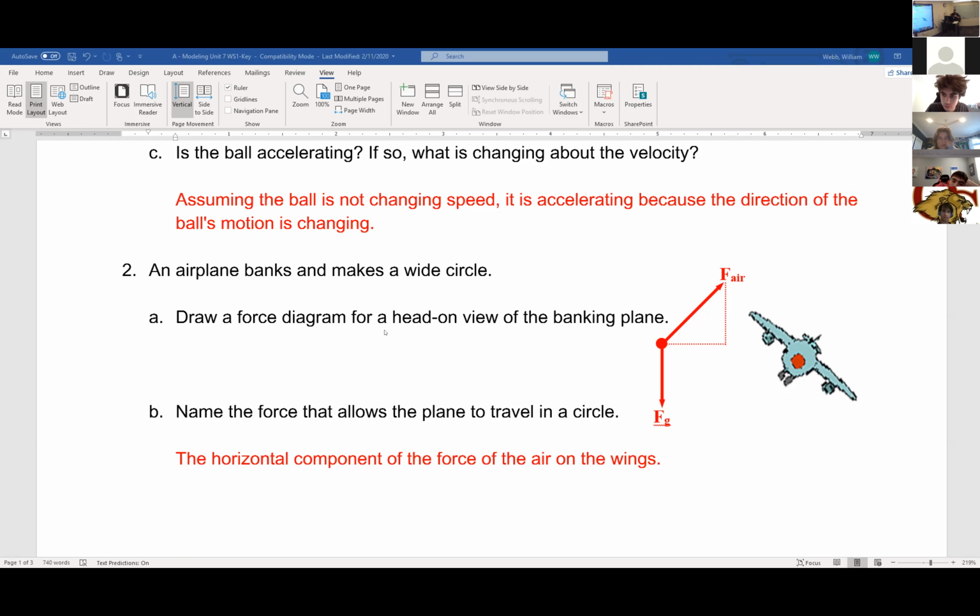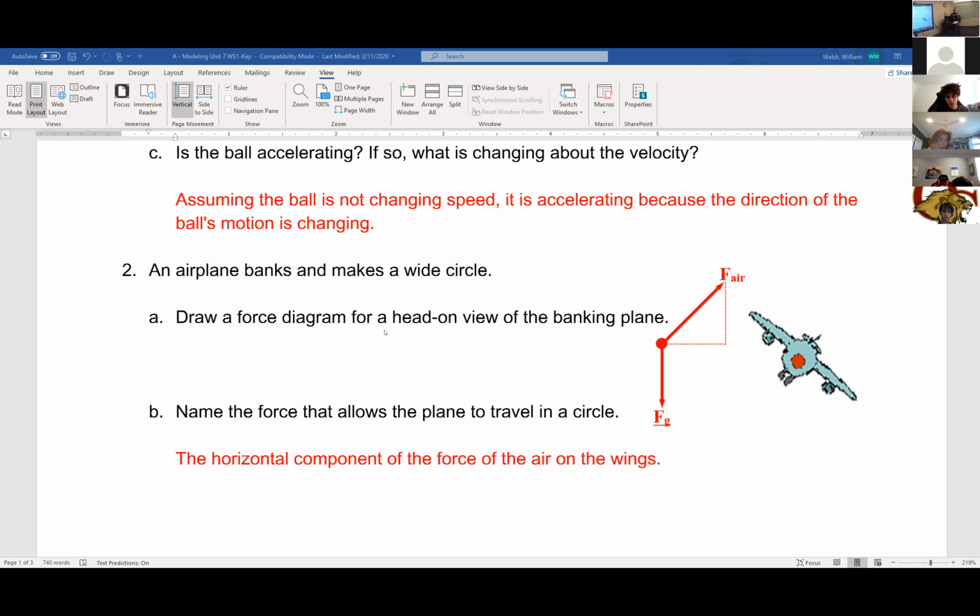So in this kind of problem, one thing we might recognize is, okay, let's say the problem said the plane banks at a 30-degree angle. Well, and it maintains its altitude. If it maintains its altitude, the vertical component is the weight. So now you know one side of that triangle. And if you know the angle's 30, you can use trig and figure out what that horizontal force is.